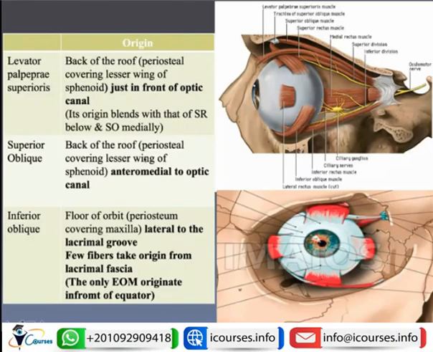The superior oblique muscle again takes the same origin from the back of the roof, from the periosteal covering of the lesser wing of sphenoid, just anteromedial to the optic canal. The inferior oblique has its unique origin, course and insertion. It is the only muscle that originates from in front of the equator. All other muscles arise from behind the equator, except for the inferior oblique muscle. It takes origin from the floor of the orbit, from the periosteum covering the maxilla, and then it runs horizontally, as you can see here, in front of the equator.